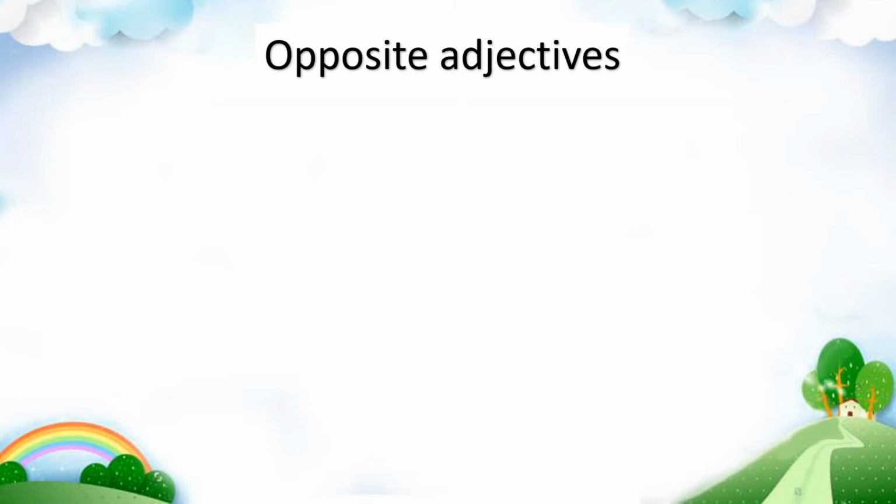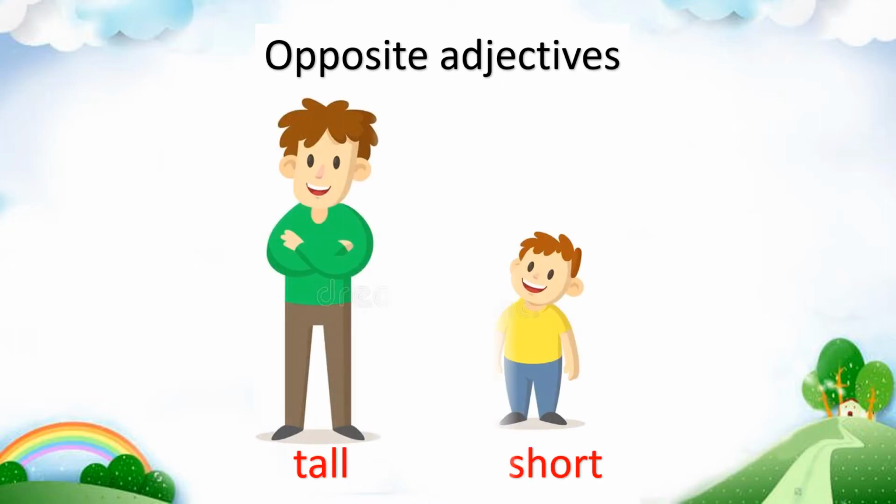Let's see what are the opposite adjectives. Adjectives mean describing words. What do you see in this picture? Here, a man and a boy. The man looks very tall and the boy looks very short. So, tall opposite short. Tall and short are opposite adjectives. Beautiful, ugly. These are the opposite adjectives.